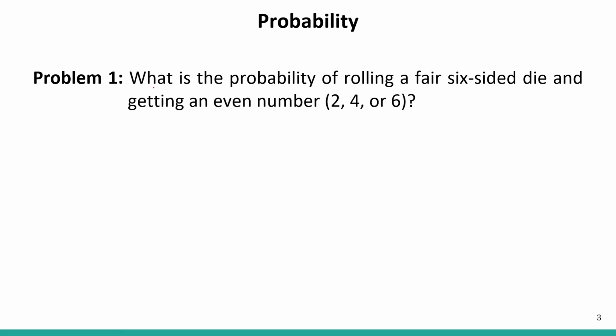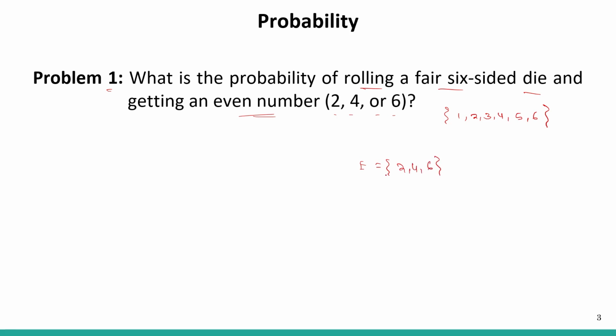Let's start with problem number 1. What is the probability of rolling a fair six-sided die and getting an even number? When you roll a six-sided die, the only options are 1, 2, 3, 4, 5 or 6, and only one of these can arrive. So the event is getting a 2, 4 or 6. The event set will be 2, 4, 6.